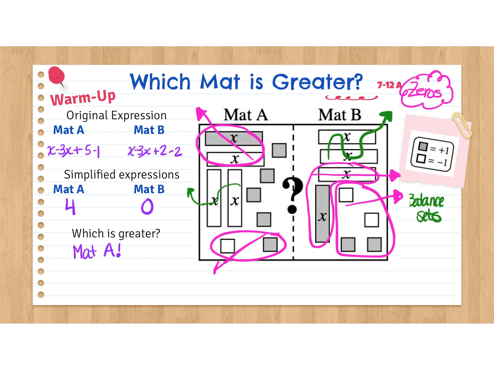Okay, so welcome back. So hopefully for mat A and mat B, you had the original expression written the same way I did, and then you used 0 pairs and balanced sets to eliminate as much as possible. You got down to mat A having 4 unit tiles and mat B being at 0. So that makes mat A greater. So hopefully you have no questions on this. If you do, pause this video, ask some questions of your teammates or Miss Paul, and then come back when you are ready.